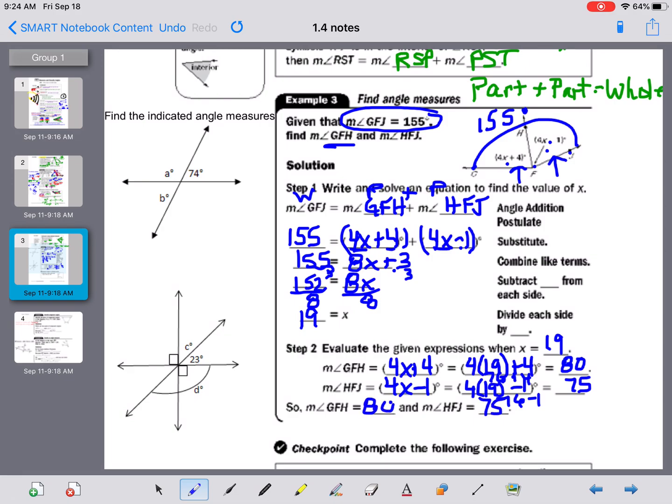So quick check, what is part plus part? I add my parts together, and I get 155. And guess what? That matched my whole from up here. So it looks like we're on the right track, and we did what we should.